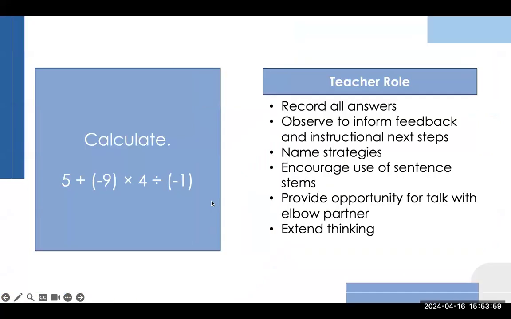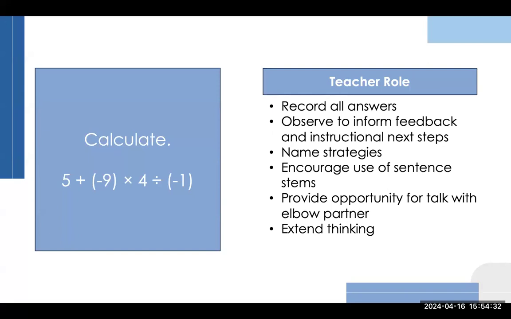So this is an example of an order of operations question with integers. And in this case, when we ask them to calculate, we want to record all the answers. We want to observe what they're saying and doing to inform what feedback we give them, but it's also going to be formative to us about what our next instructional steps will be. We name the strategies that they're using, the steps that they're taking. We encourage the use of the sentence stems that we've provided.